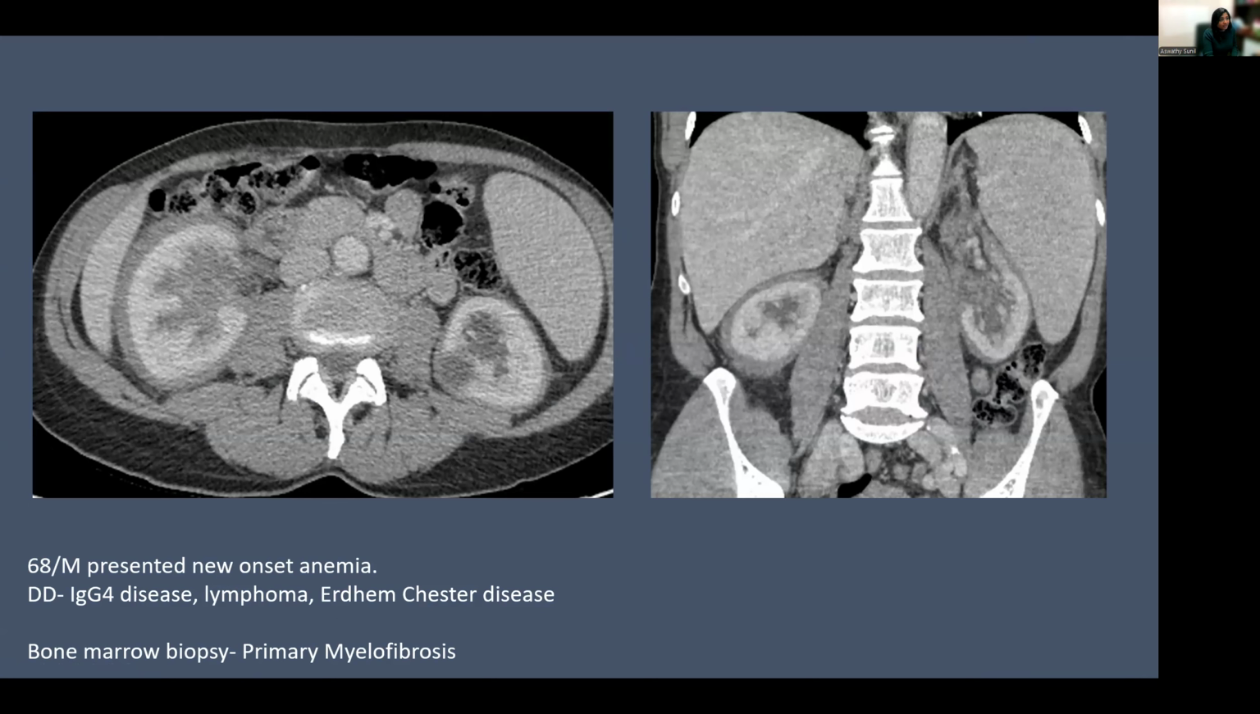A bone marrow biopsy was done for this patient, and in fact, this was proven to be primary myelofibrosis, and this was all, in fact, extramedullary hematopoiesis. So retrospectively, you can see there is splenomegaly in this patient. So according to the criteria, IgG4-related disease should not be considered in this patient because splenomegaly is an exclusion criterion.